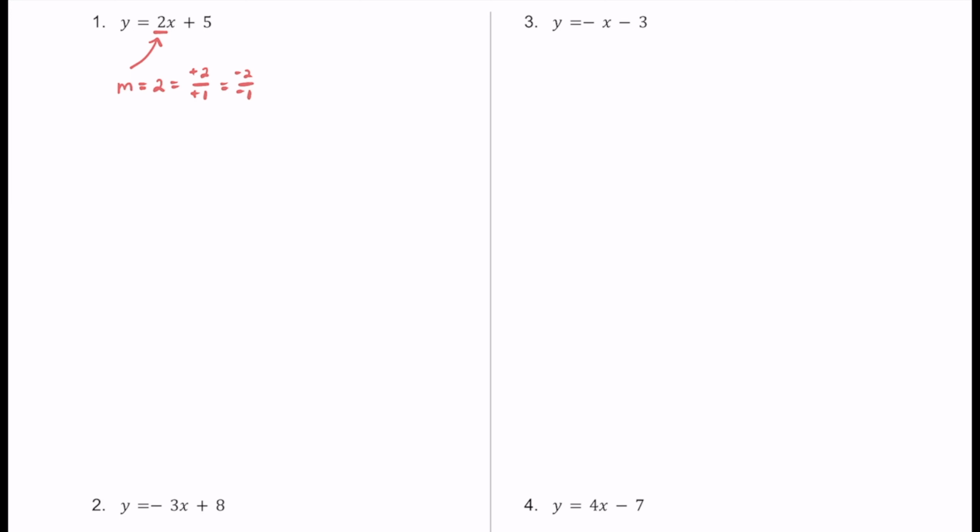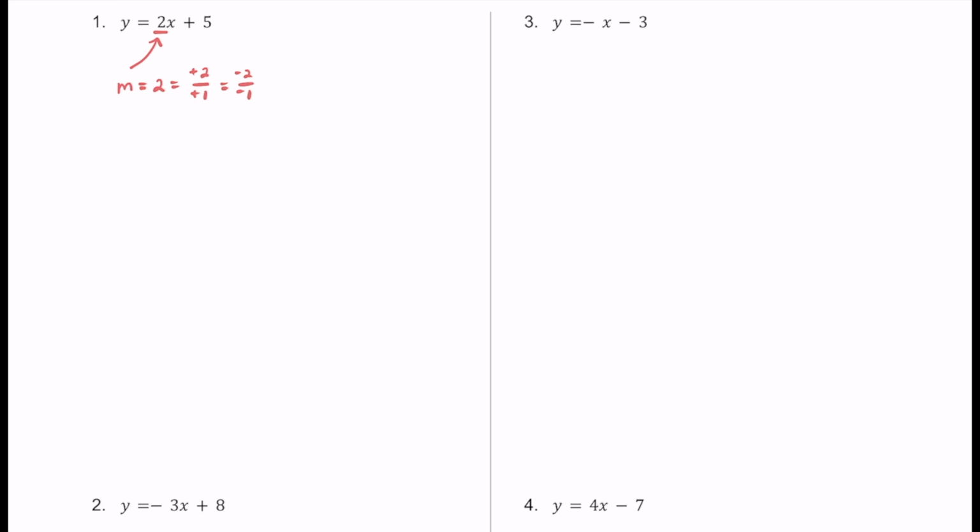Then we can plug in negative 1 into this equation as well. So we can say y is equal to 2 times negative 1 plus 5. 2 times negative 1 is going to be negative 2 plus 5. And negative 2 plus 5 is equal to 3. So when x is negative 1, y is equal to 3. We already have when x is 0.